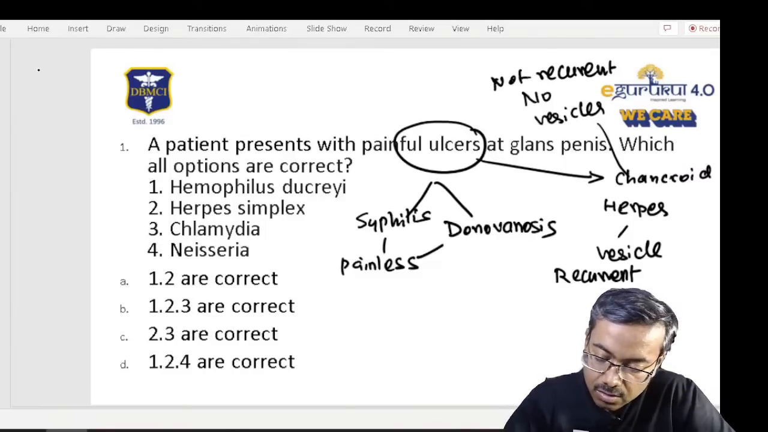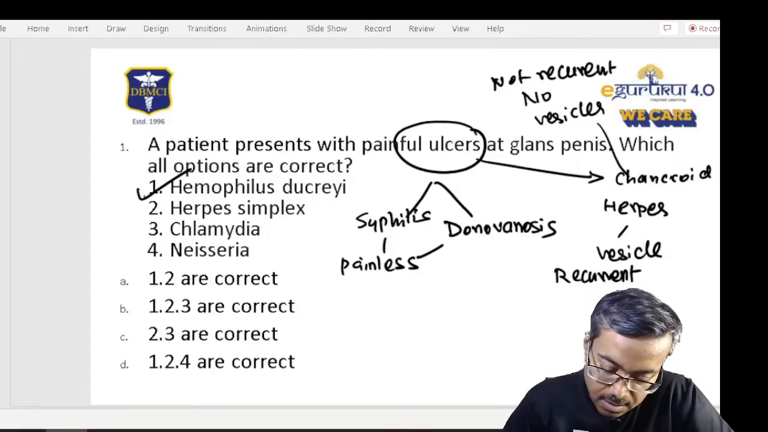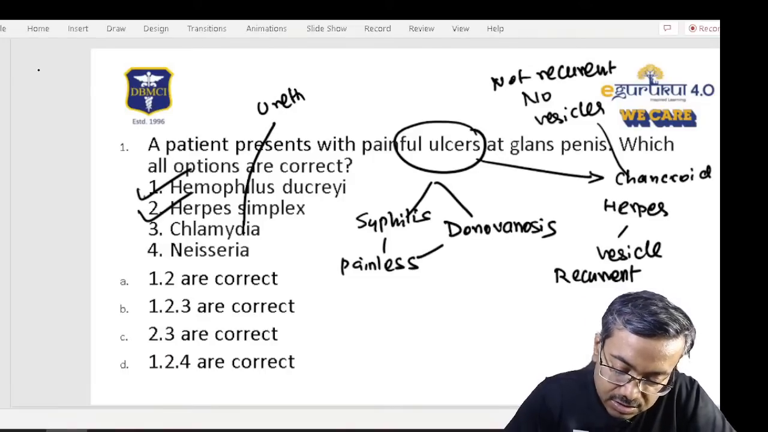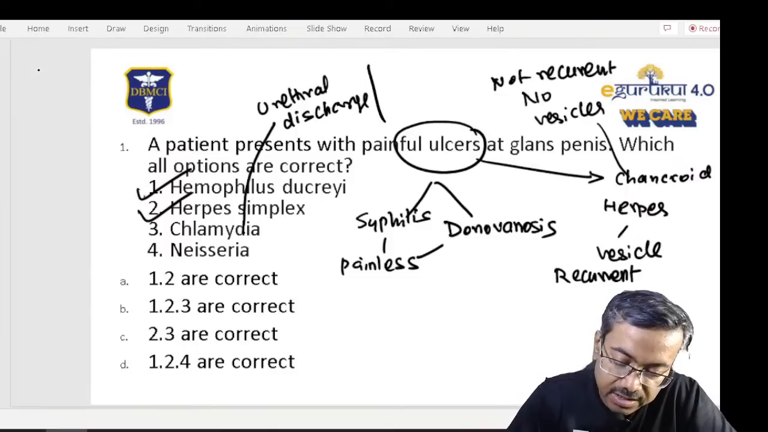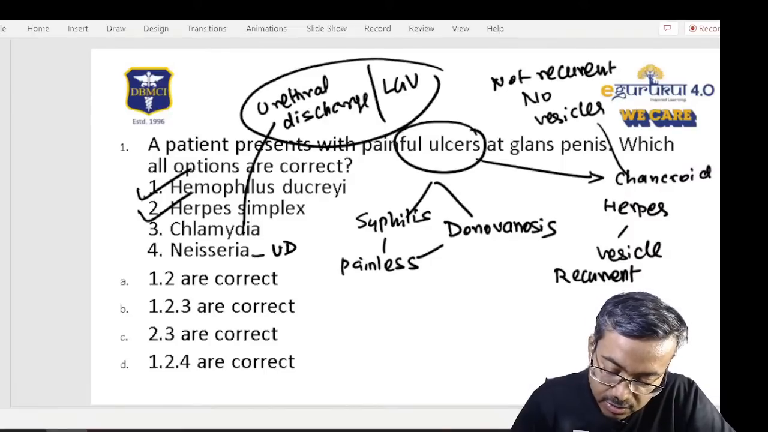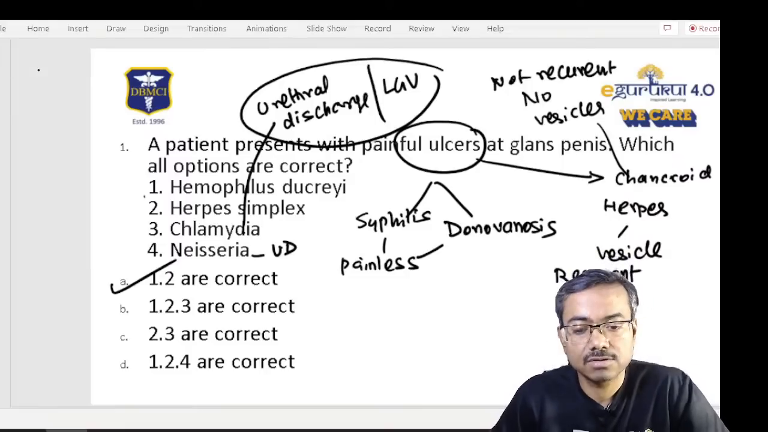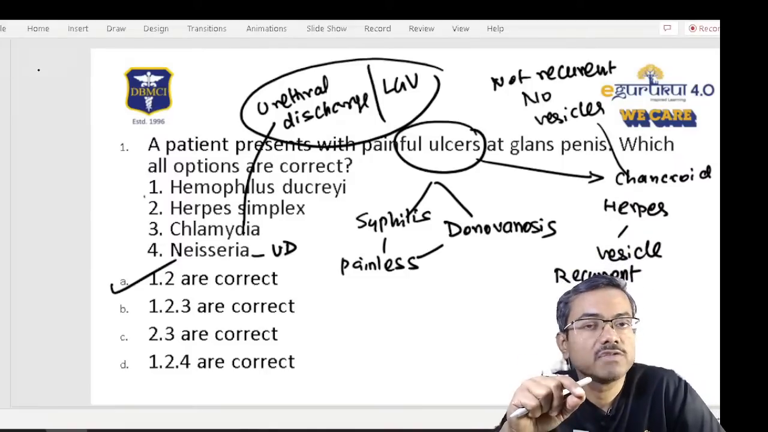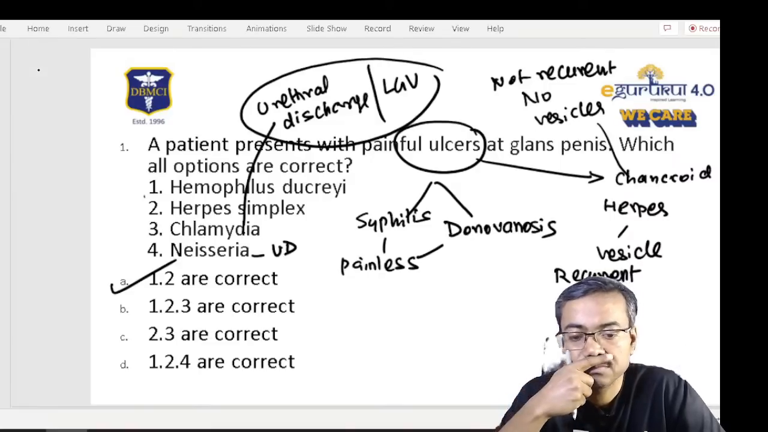Okay, so now which of these are correct? Haemophilus ducreyi, chancroid obviously correct. Herpes simplex obviously correct. Chlamydia causes urethral discharge. That's one thing it does. One more thing it does, it creates LGV disease. Neisseria creates only urethral discharge. So this 1 and 2 are correct, is what you would answer on this. Where do we do Tzanck smear? You break the blister of herpes, take the liquid, do a Giemsa and look for those Tzanck cells.